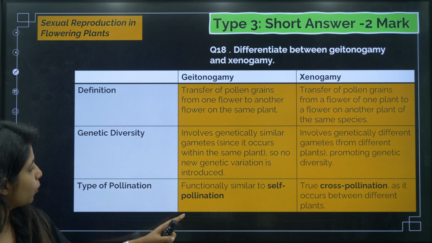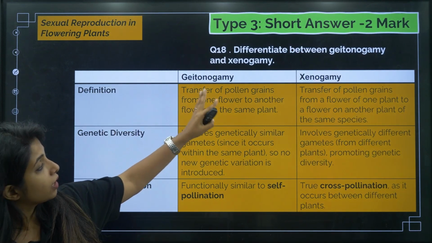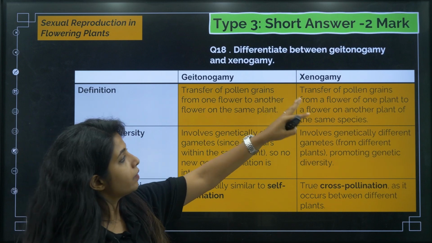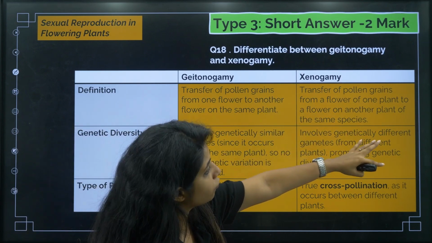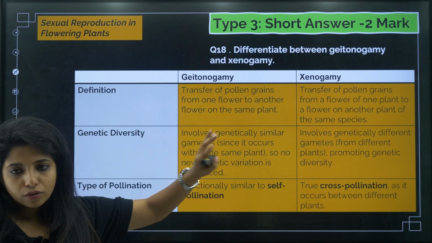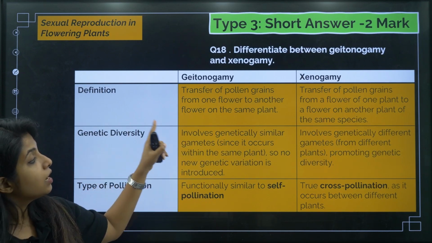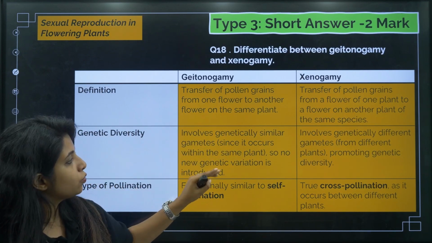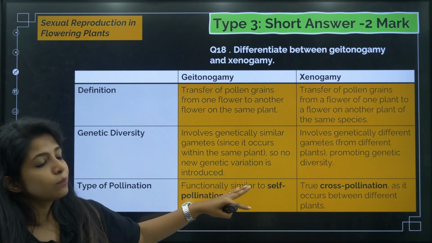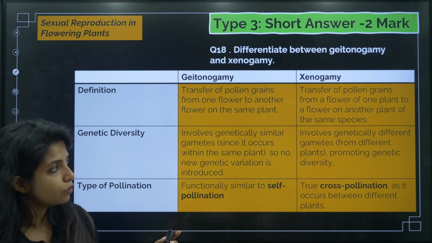So over here, these are the points that are given. Definition, you have to write a definition. Transfer of pollen grains from one flower to another flower of the same plant. Transfer of pollen grains from a flower of one plant to another flower of another plant of the same species, okay, of the same species. Genetic diversity involves genetically similar gametes, so no new genetic variations, but over here they will promote genetic diversity. Functionally similar to self-pollination, even though it is not.